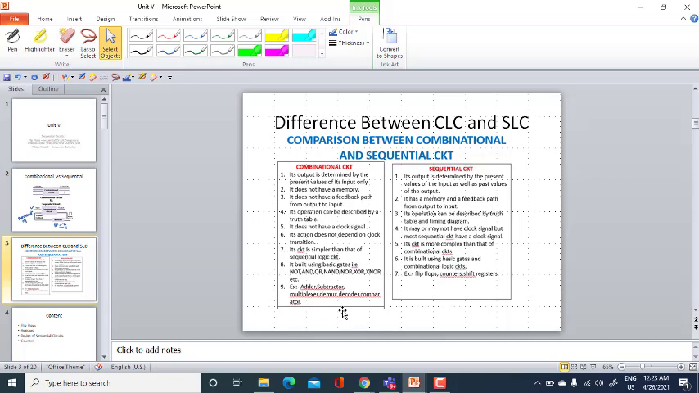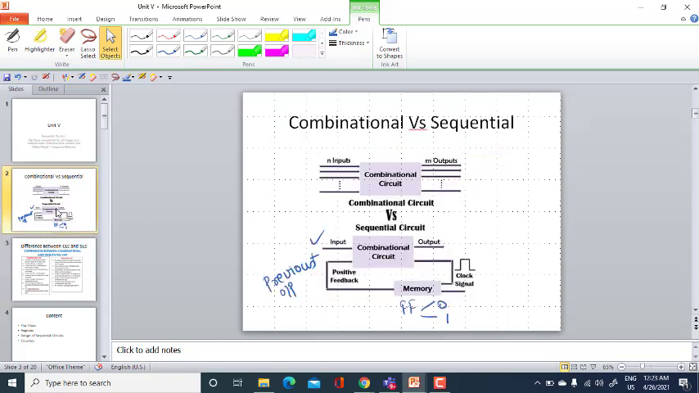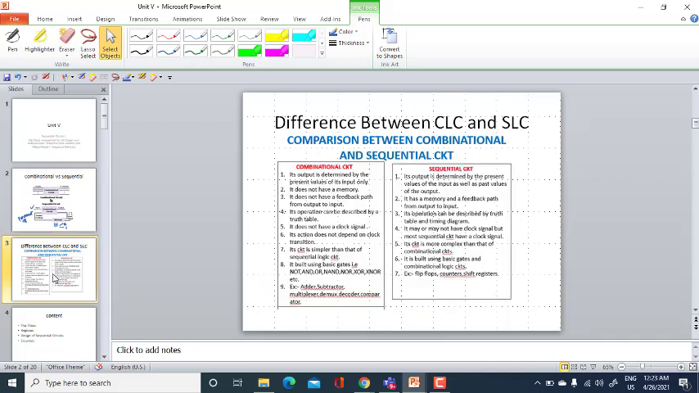So come back to the sequential circuit. The output is determined by the present values of input as well as the previous output or the past values of the output. It has a memory and a feedback path from output to input. That is what is given in the circuit diagram. It has a memory and it has a feedback path.